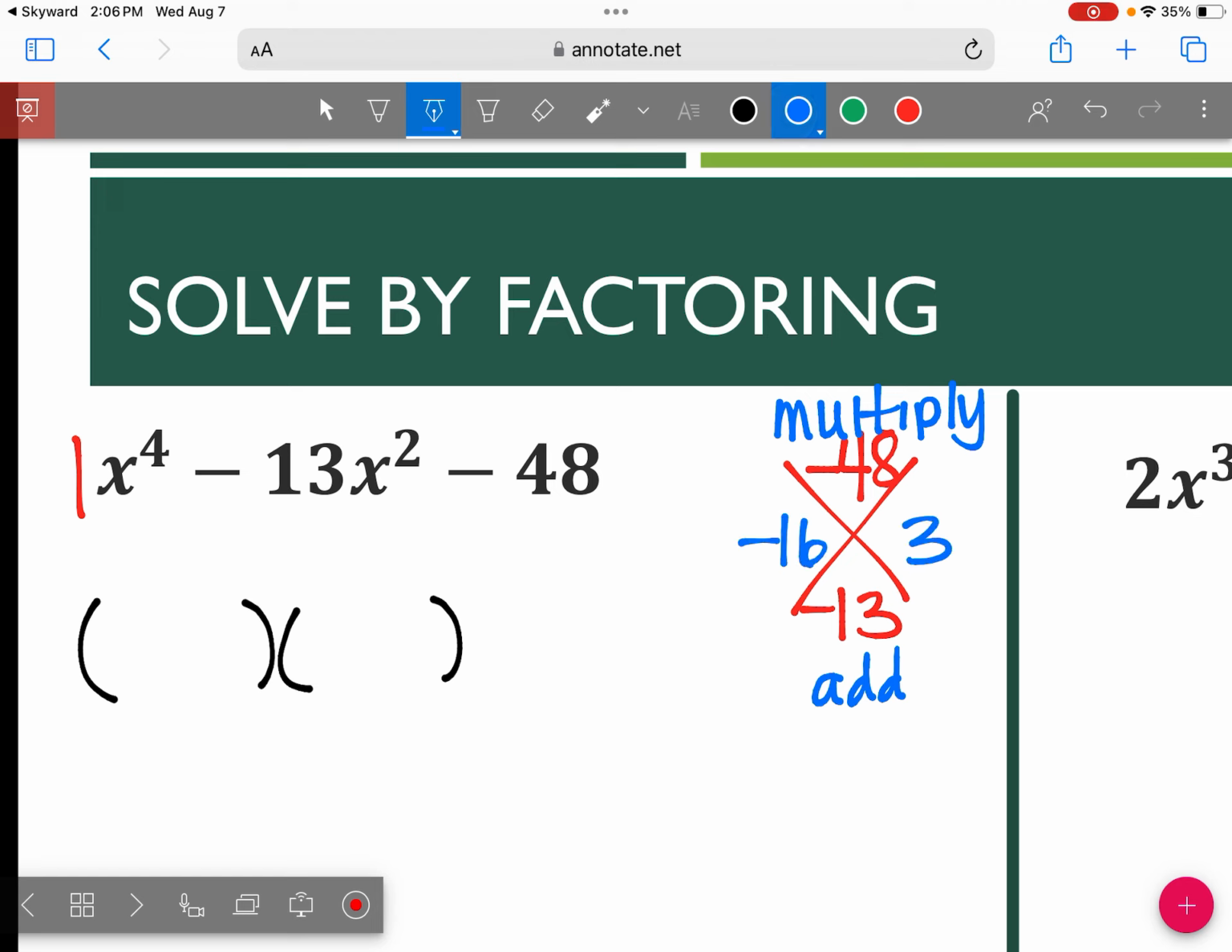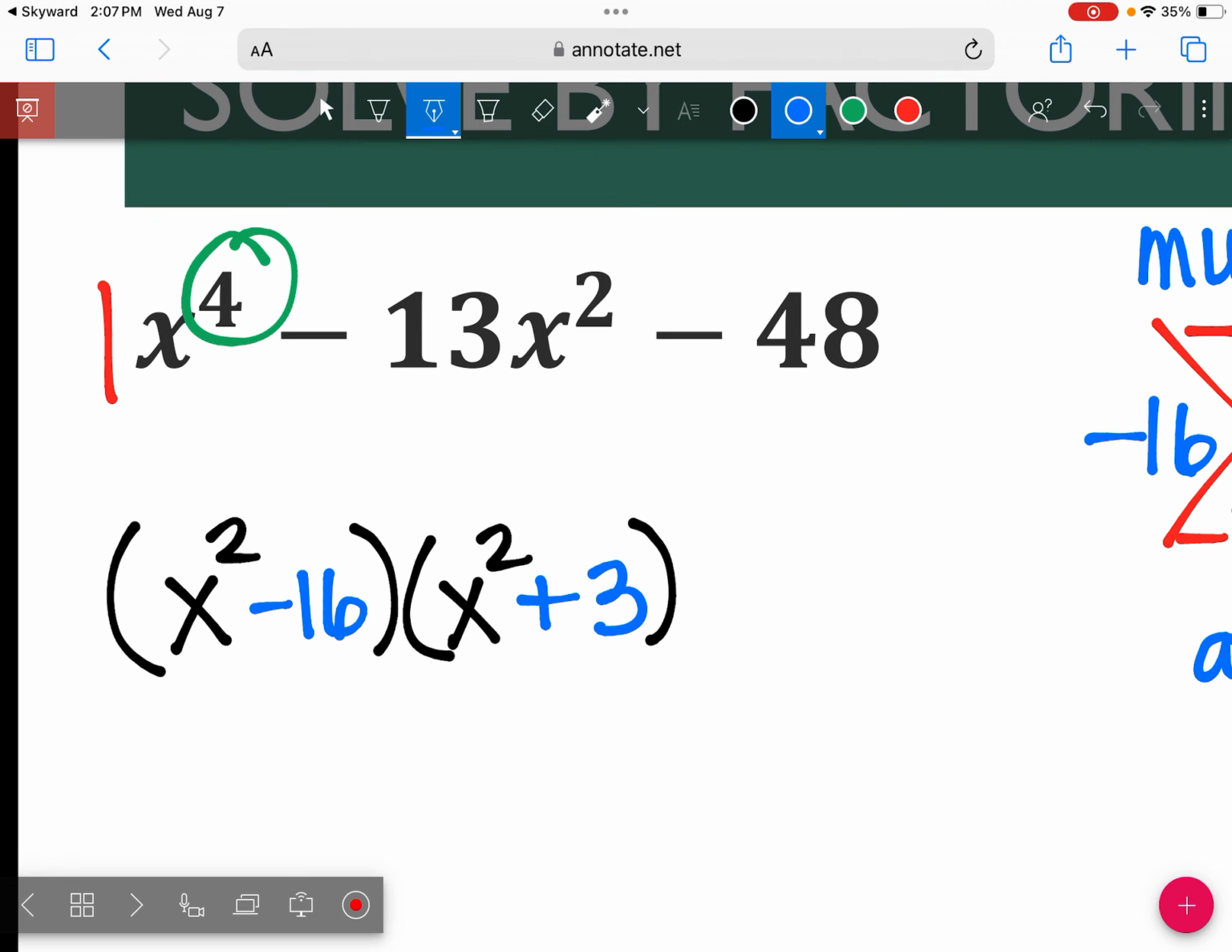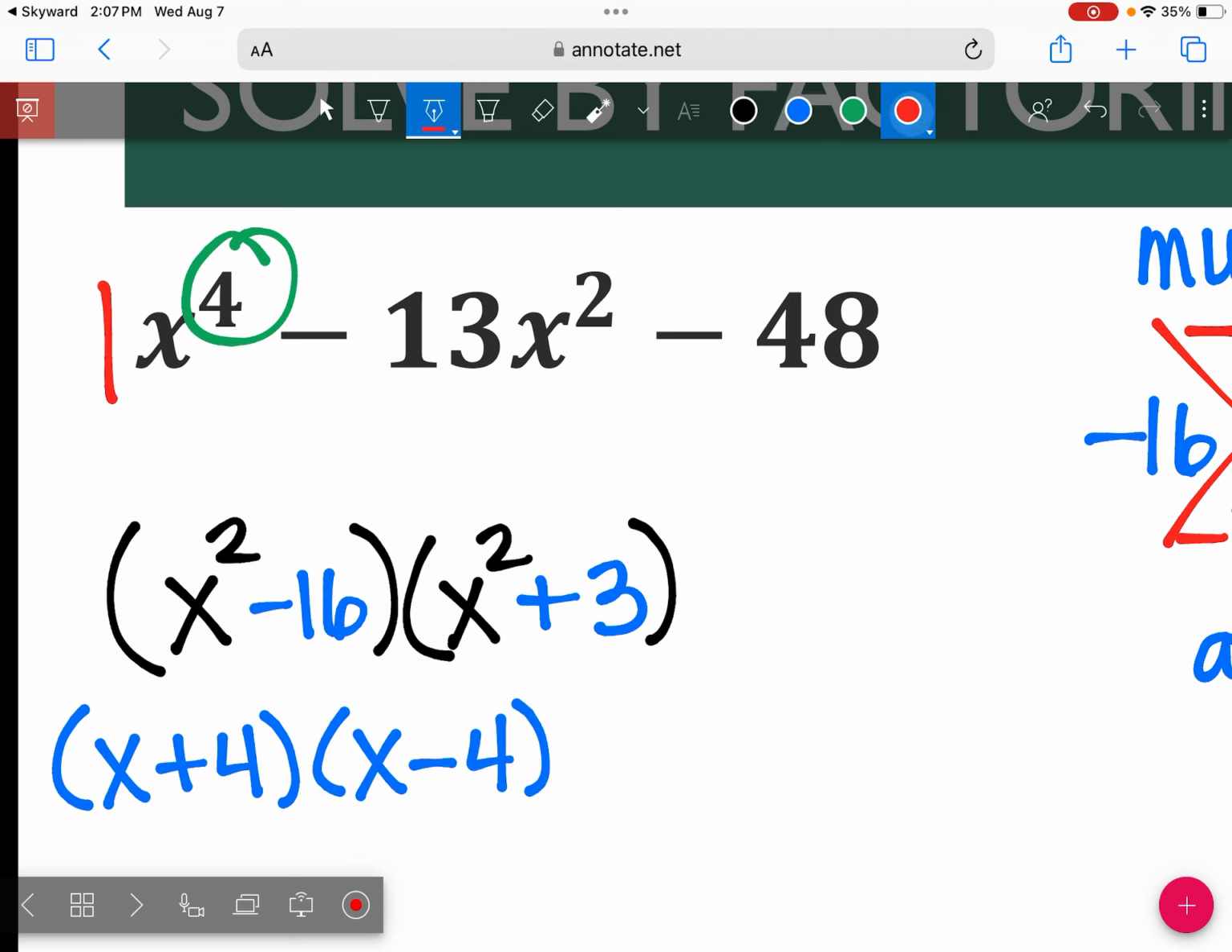All right, so because this is x to the 4th, do you remember what this is going to break apart to? X to the what? X squared. Yep, we're going to put an x squared in the front of both of our parentheses. And then in one parentheses, put the negative 16. In the other one, put the plus 3. One of these can factor down again. Which one? X squared minus 16. Yep. 16 is a perfect square. So this is what it factors down to. And then that x squared plus 3, that's going to stay because we can't factor that.